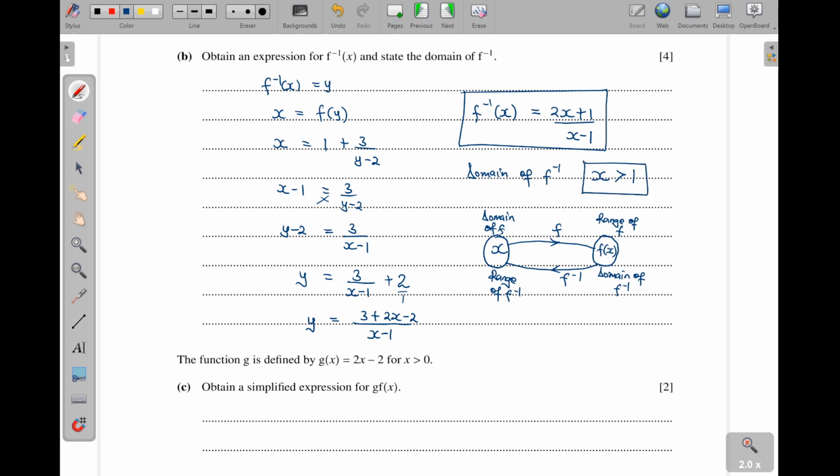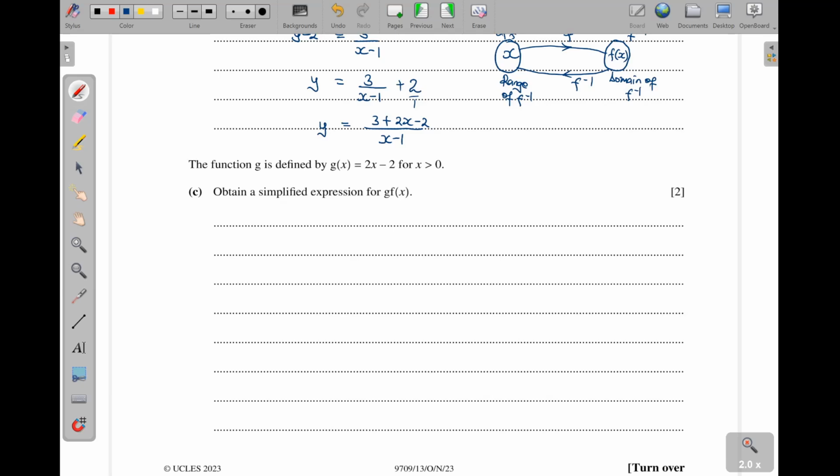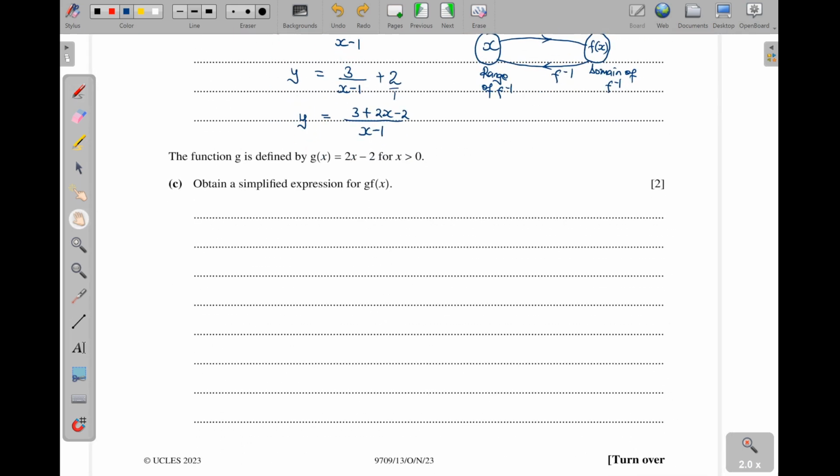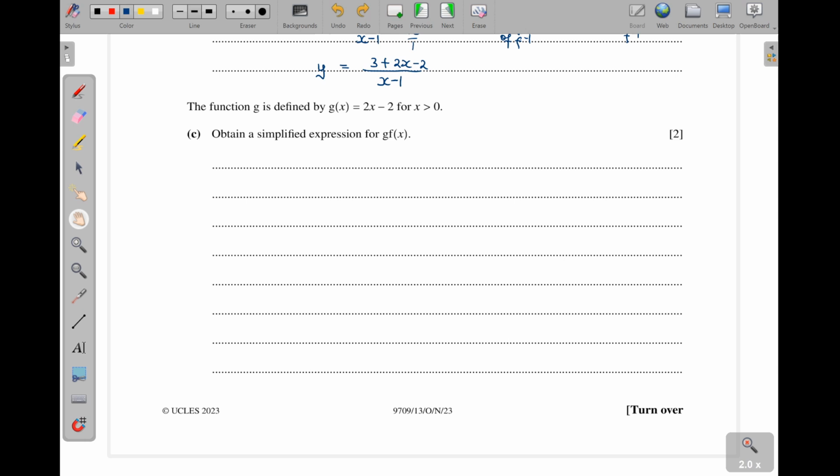As simple as that. Then next, they are saying the function g is defined by g of x equals x minus 2 for x greater than 0. Obtain an expression for g f of x. So the expression for g f of x means we are composing f into g. So you are having g f of x. Where there is x in the g, you put there f of x. So what is our f of x? Our f of x was given as 1 plus 3 over x minus 2. Now there is this other minus 2 here.